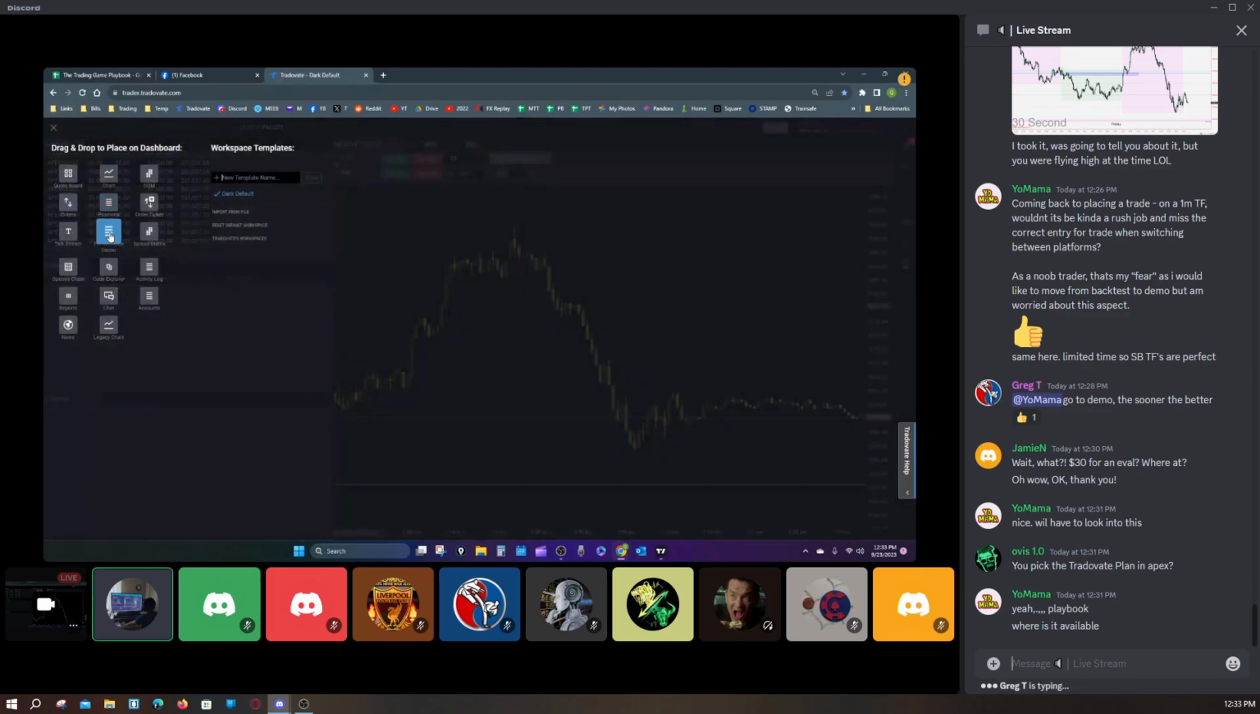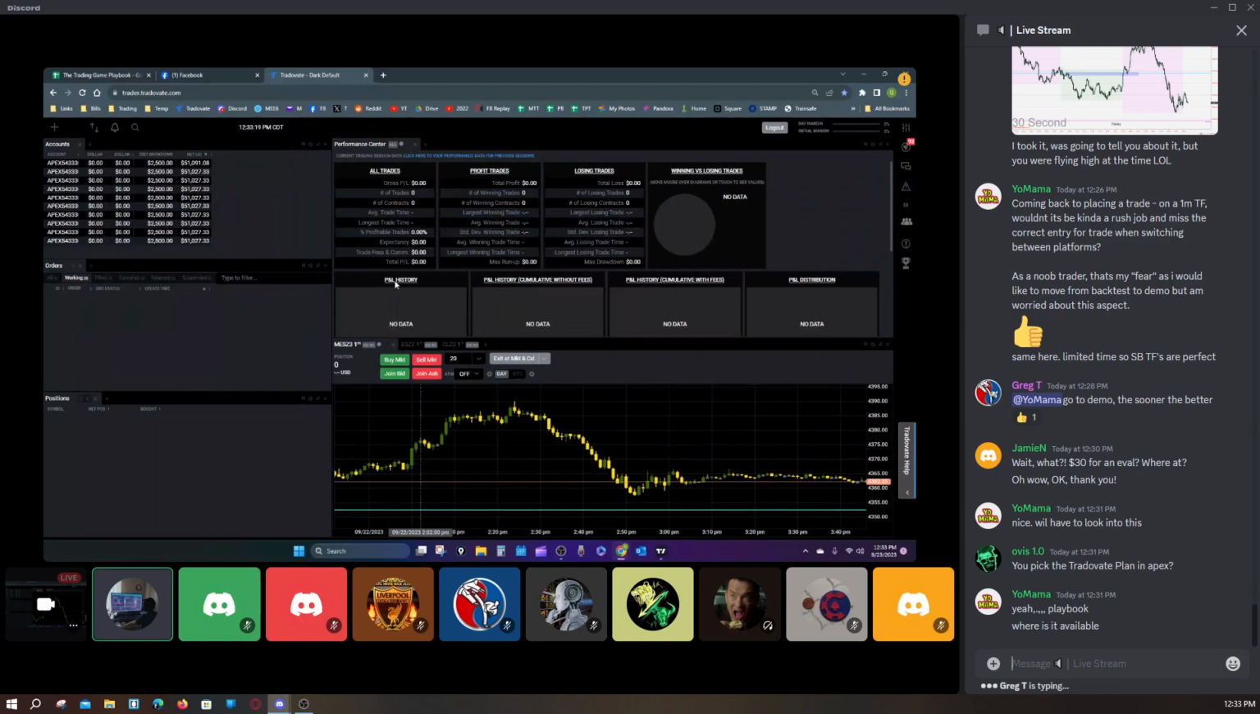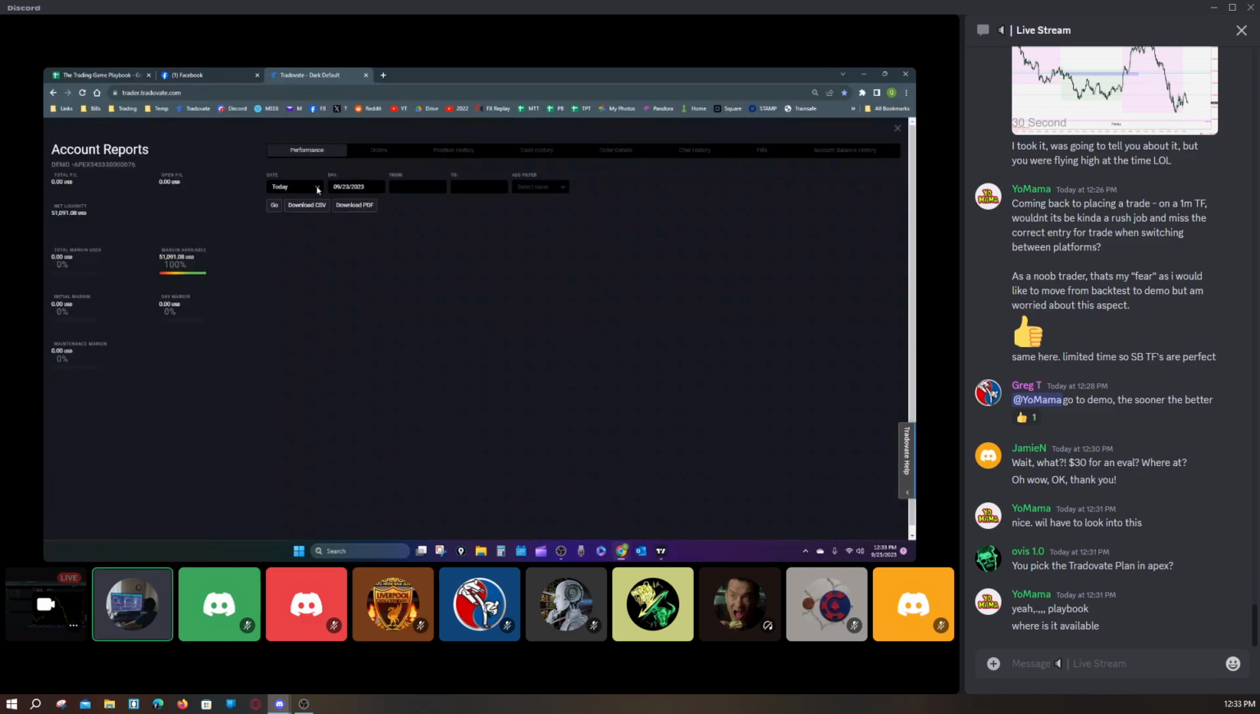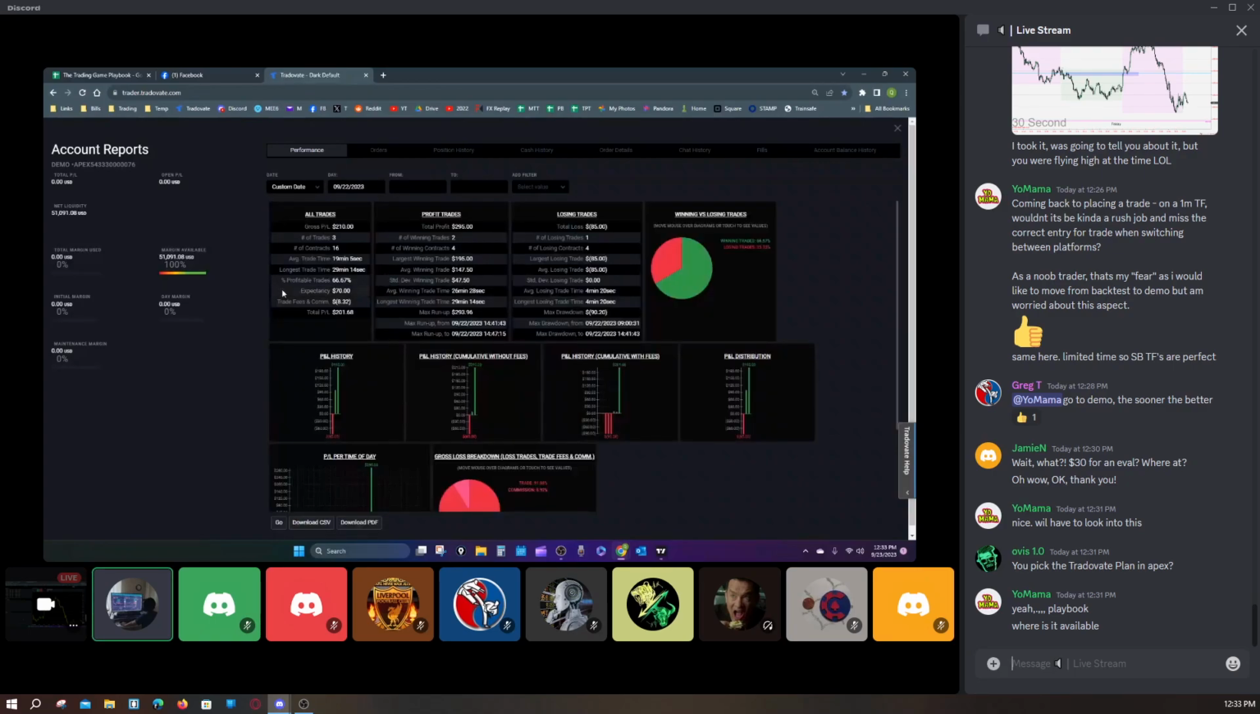Got a performance tab. It will give you all your metrics. You can go back different days. Like, say I forgot what my trades were yesterday. I can punch in yesterday back to 9/22, hit go. It's going to tell me I had 3 trades, 2 winners. My total P&L was $201 on this account. But as you can see, it was times 10.